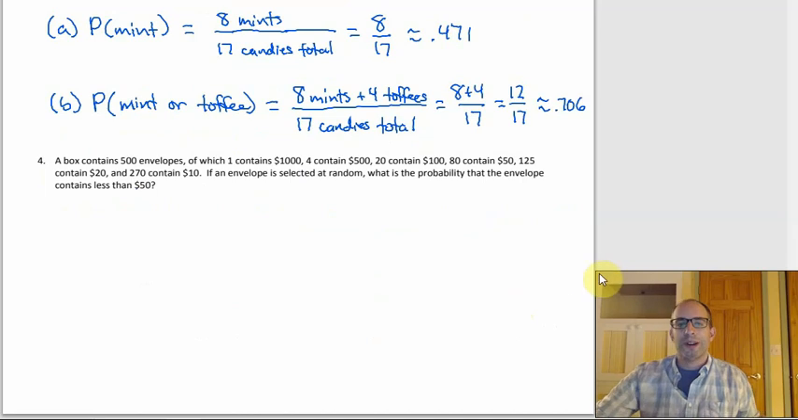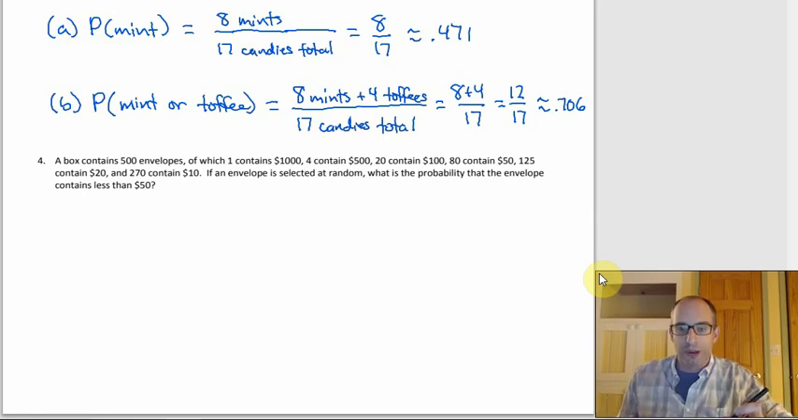Number 4. All right, so a box contains 500 envelopes, of which one contains $1,000. 4 contain $500, 20 contain $100, 80 contain $50, 125 contain $20, 270 contain $10. If an envelope is selected at random, what's the probability the envelope contains less than $50?